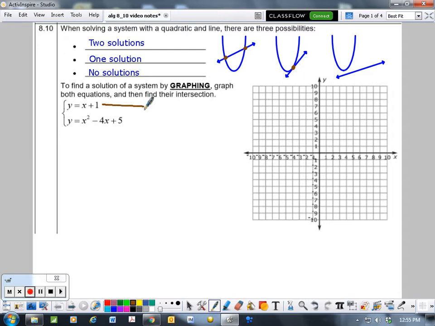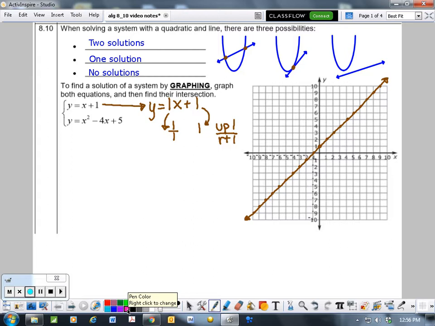So when I'm graphing this line, I have y equals 1x plus 1, which means my slope is 1 over 1 and my y-intercept is 1. So I'm going to go to my y-axis to the 1 for that y-intercept, and then I'm going to use the slope, which is up 1, right 1, to graph the rest of my line. And then I'm going to graph my parabola.